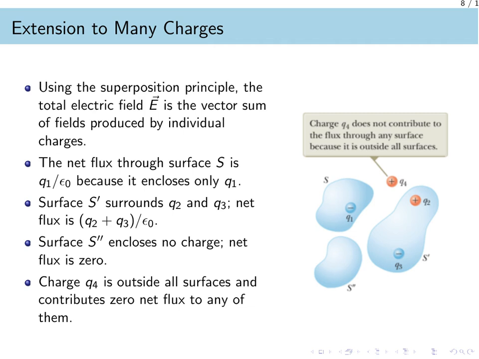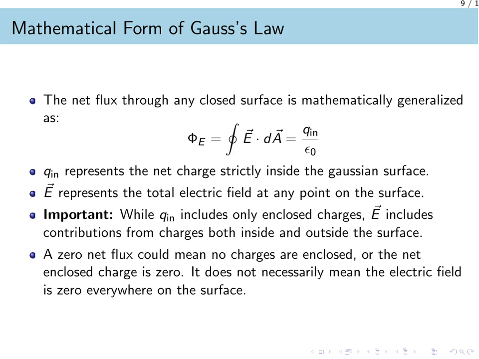Finally, notice that charge Q4 is located entirely outside all of these surfaces. As we established previously, this external charge contributes zero net flux to any of the closed surfaces shown here. We can now state the generalized mathematical form of Gauss's law.